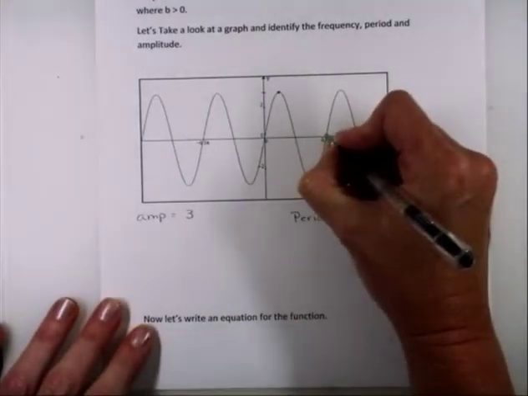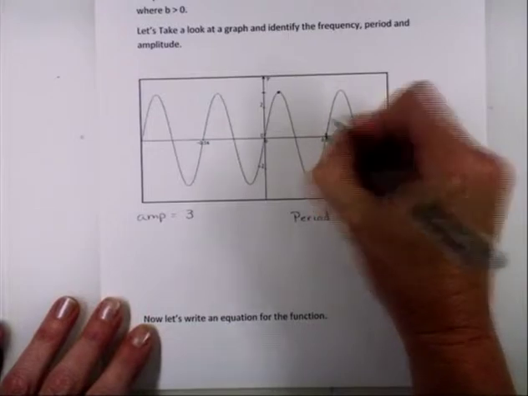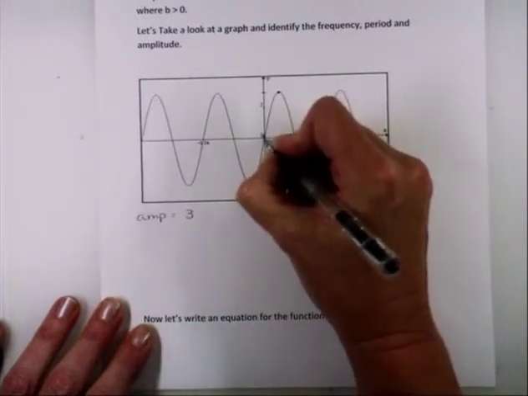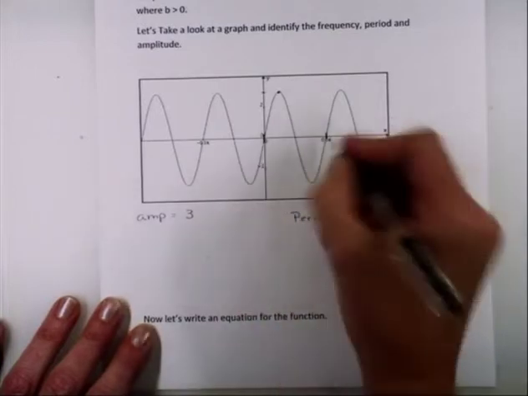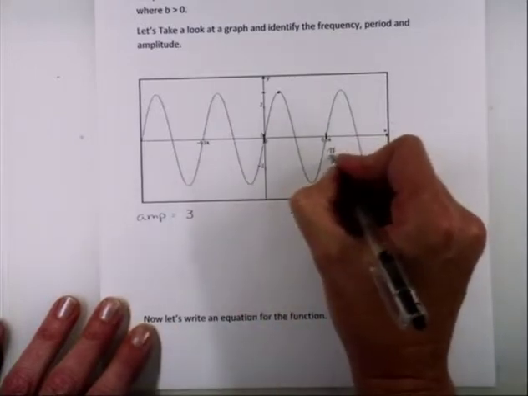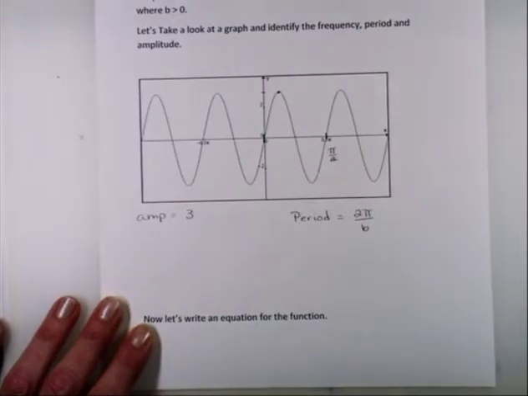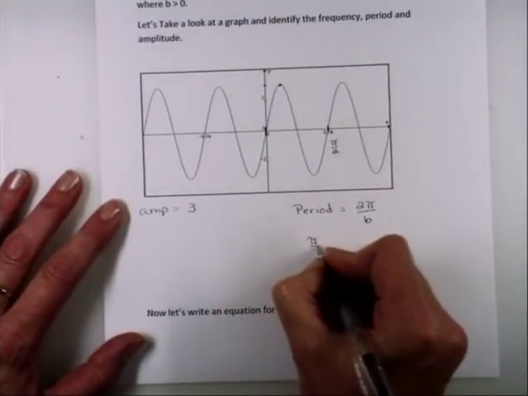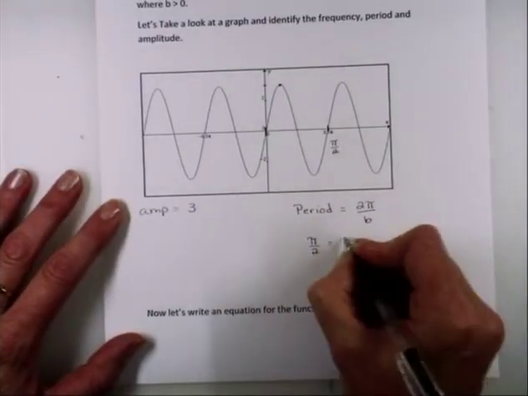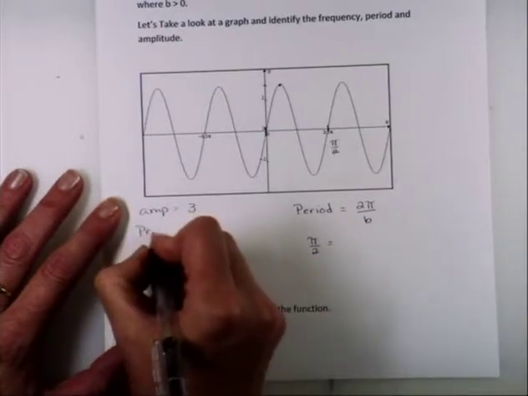I know this is a little bit hard to read, but it looks like I completed a full cycle. This time I'm looking at the intercepts from 0 to, this is pi over 2 right here. That's a half a pi. So from 0 to pi over 2, I complete a full cycle. So that's my period. Pi over 2 is the period. Let's go ahead and write that down.